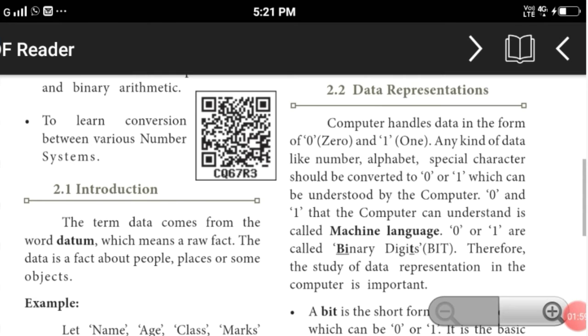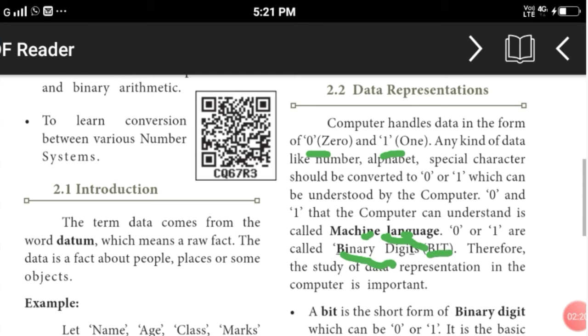Here, the computer handles data as zeros and ones. Every data is converted to machine language and stored as zeros and ones. The computer can understand machine language. Zeros and ones are called binary digits, and that is called a bit. Therefore, the study of data representation in the computer is important.